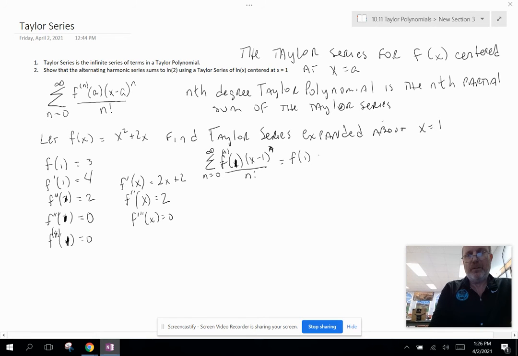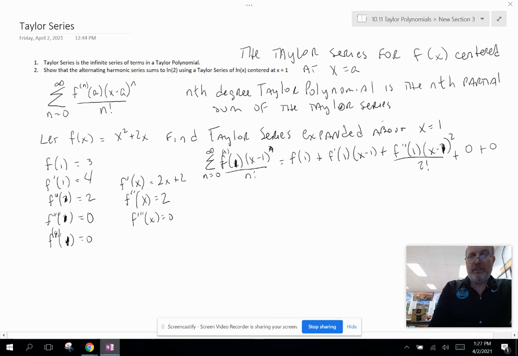This is going to be f of 1 plus f prime of 1, since we're expanding about 1, times x minus 1, over 1 factorial. This would be over 0 factorial, but those are both 1, so we don't need them. And then we're going to have f double prime of 1 times x minus 1 squared over 2 factorial. And then f triple prime of 1, we already said it's going to be 0. So when we multiply that, f triple prime times x minus 1 squared, we're going to get 0, and then the 4th derivative, and so on and so forth. All the rest of the terms are going to be 0.